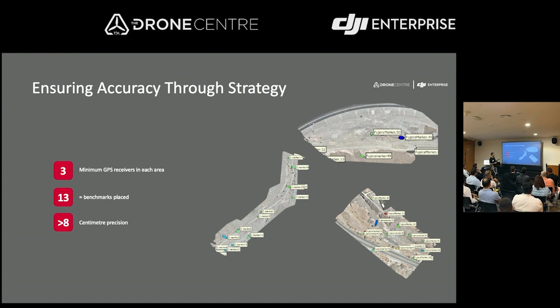So for each area, if we have 3 areas here, we put 3 benchmarks around each area, less than 3-4 kilometers from the area. 3 benchmarks with static surveying, like 12 hours per day, and we achieve less than 8 centimeter accuracy. Also, you can see it later in Bix4D. We use Bix4D software to process this data.